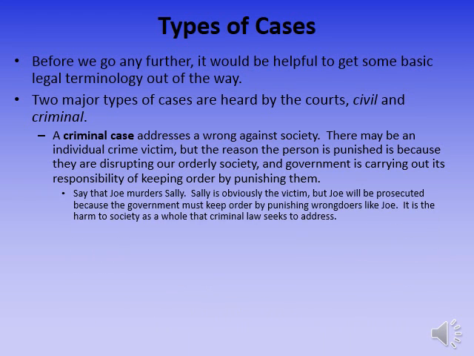So let's say, for example, Joe murders Sally. Well, Sally's a victim there. Obviously, she was wronged. But when we prosecute Joe, it's because the government has to keep order by punishing wrongdoers like Joe. It's the harm to society as a whole that the criminal law is really worried about. And it's not the individuals who are harmed. It's just society as a whole keeping that order. Otherwise, if we didn't have a criminal justice system, society would become lawless. People would just do what they wanted to do and might would be right. So we don't want that to happen. That's what the criminal law is really concerned with.